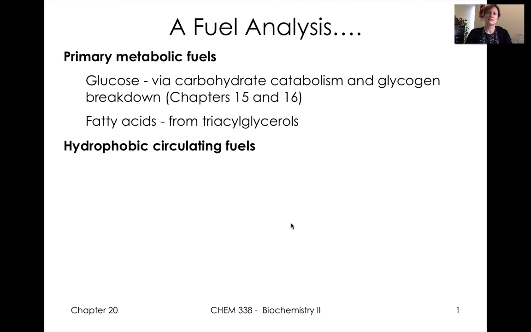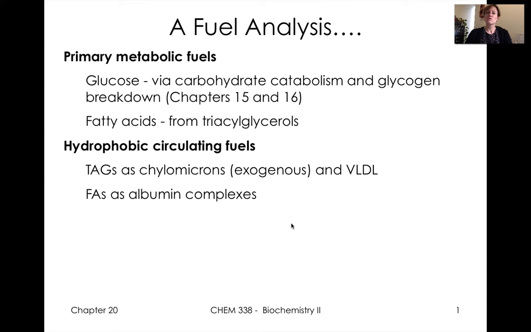But it's important to remember and distinguish between hydrophilic circulating fuels and those that are hydrophobic. So hydrophobic circulating fuels include our triglycerides that are found in dietary sources, packaged as chylomicrons as they exit the intestinal tract, and then VLDL particles. So endogenous triglycerides that are made in the liver are then circulated to the peripheral tissues via VLDL particles. Both of these particles are essentially the same: low density, full of fats, circulating to peripheral tissues. We also talked about free fatty acids being complexed with albumin and circulating in the bloodstream in that way.